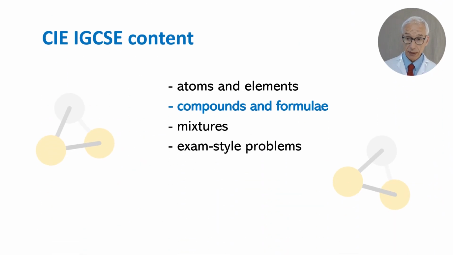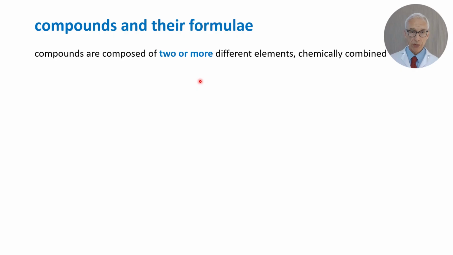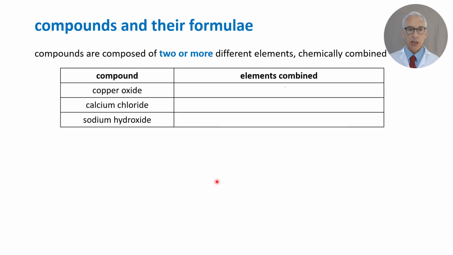Compounds and their formulae. Compounds are composed of 2 or more different elements, chemically combined. So let's look at some named compounds: copper oxide, calcium chloride, sodium hydroxide. What elements are present in the compound? Well, let's do the first one as an example. Copper oxide, we've got copper and oxygen. What are the other 2 elemental makeups for these named compounds? Stop the lesson and just make sure you can identify the elements.